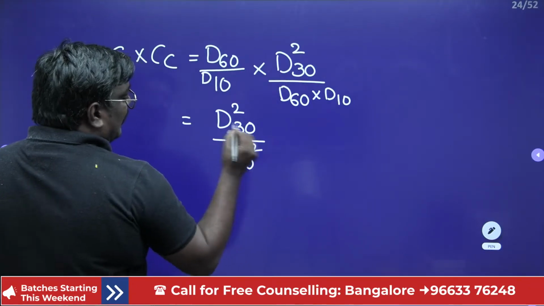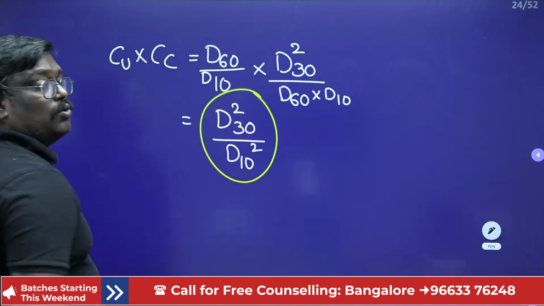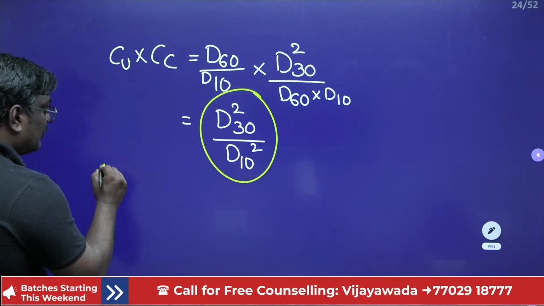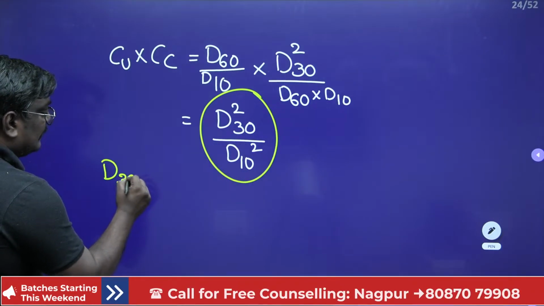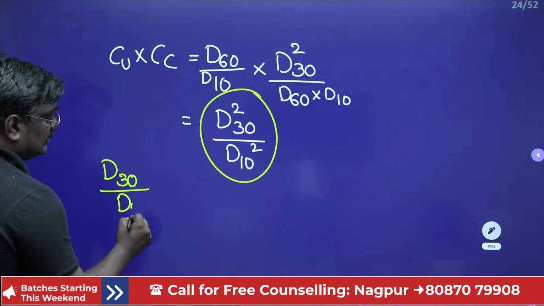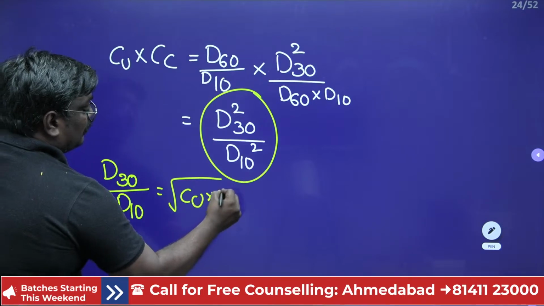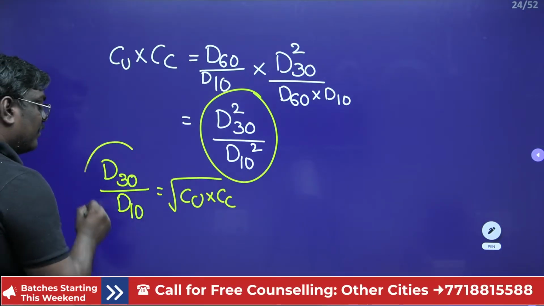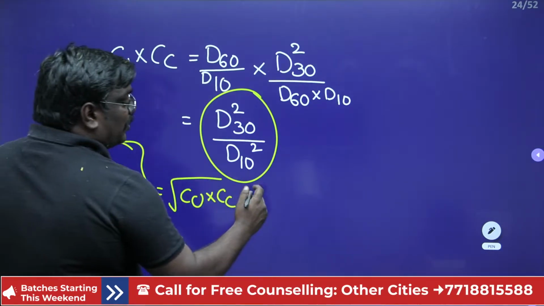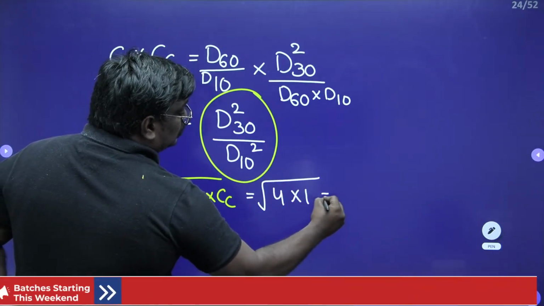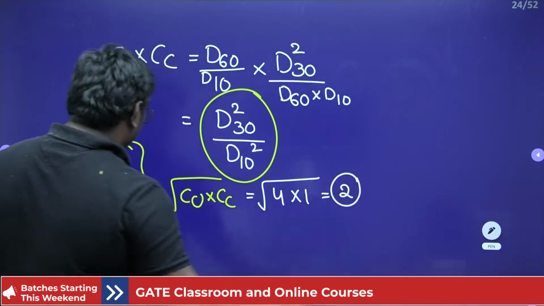But the problem they've asked you, what is the value of D30 upon D10? When they ask you what is the value of D30 upon D10, just take the square root of Cu into Cc. Cu value was given in the problem as 4 and Cc value as 1. So the D30 upon D10 value is 2.